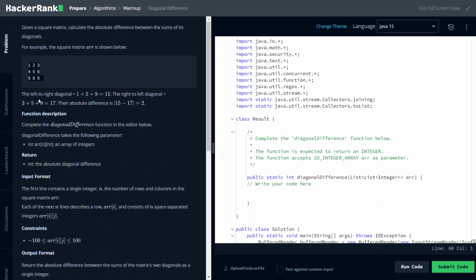The left to right diagonal, 1 plus 5 plus 9, is 15. The right to left diagonal, 3 plus 5 plus 9, is 17. The absolute difference is 2 because 17 minus 15 is 2.